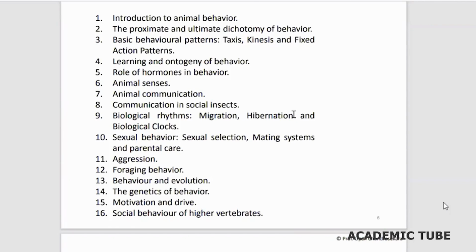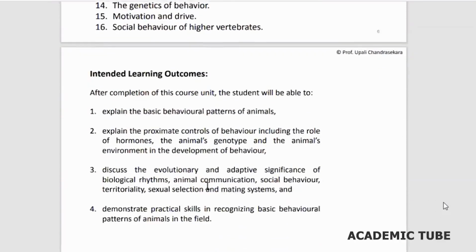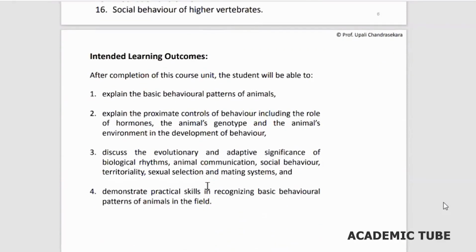And then another interesting aspect, sexual behavior, sexual selection, mating systems, etc. And then aggression, foraging behavior, evolution of behavior, so on and so forth. So that's why I told you this is a very, very interesting course unit. And these are the learning outcomes, just simple things, right?